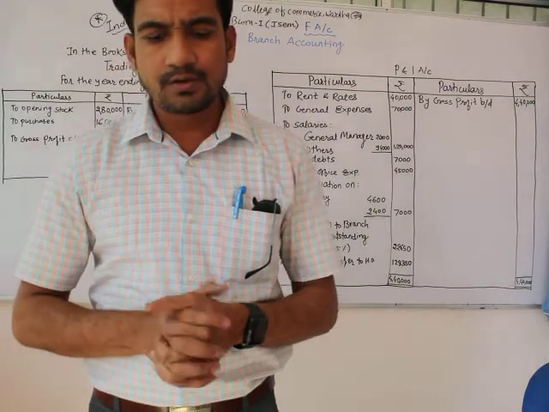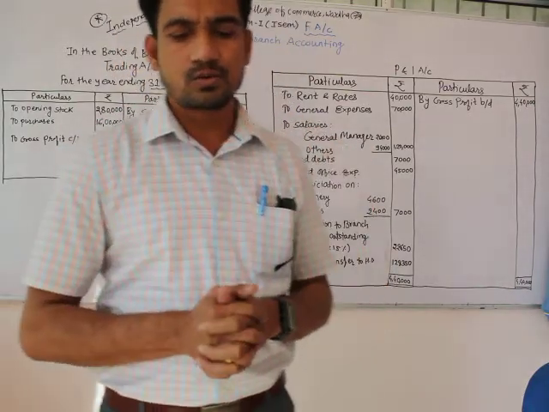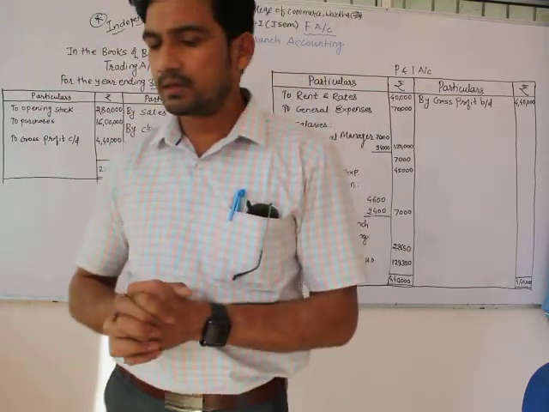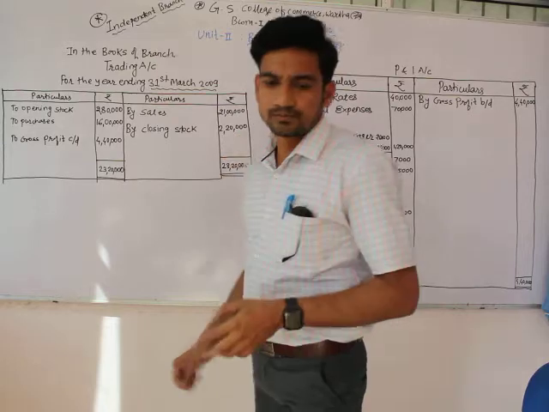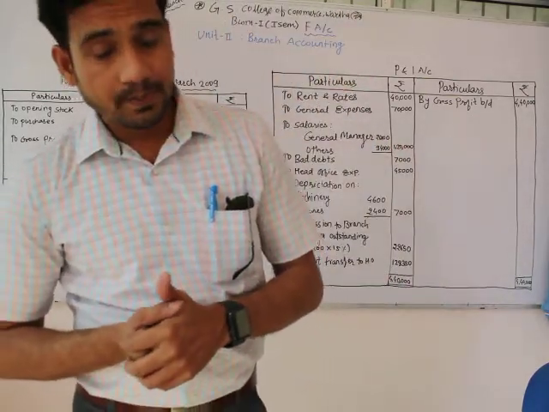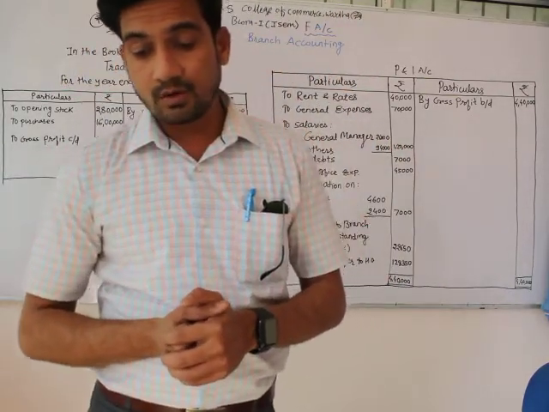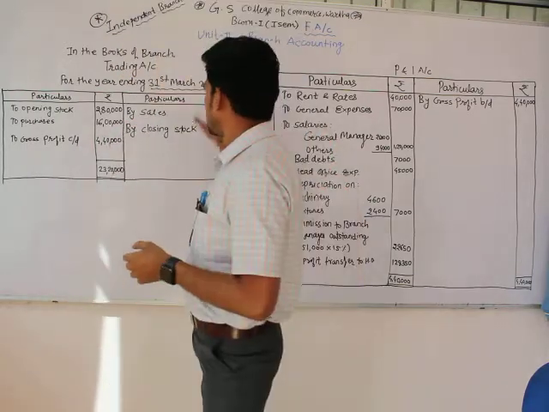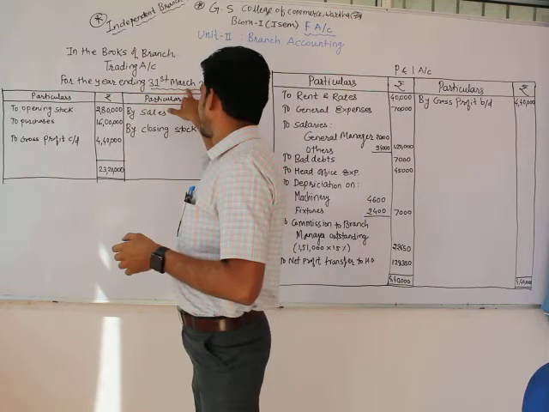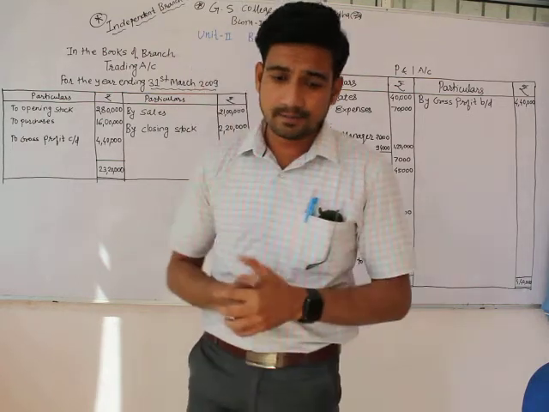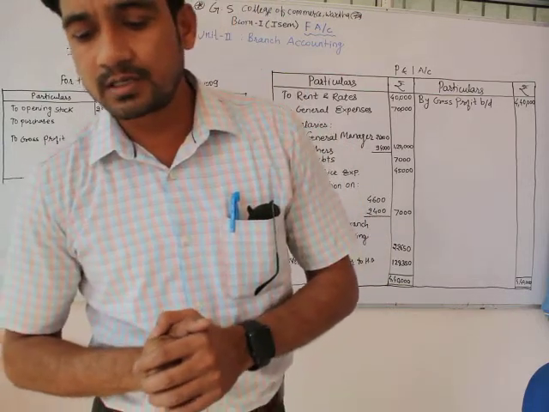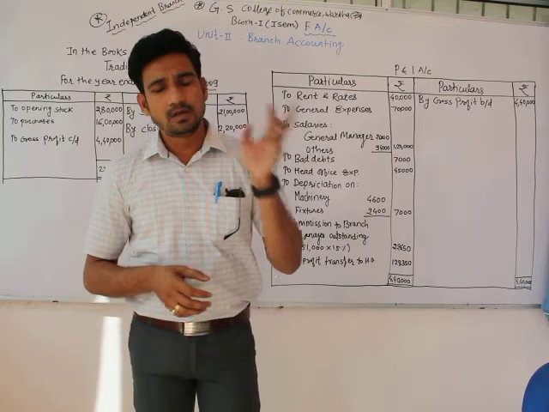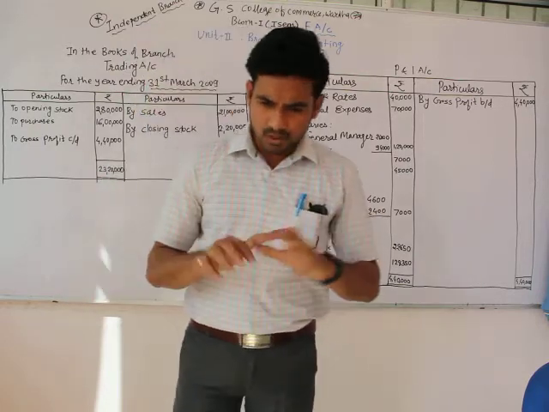The branch stock on 31st March 2009 was rupees 2,20,000. It is actually the closing stock of that particular branch, 2,20,000. What we have to prepare? We have to prepare a branch trading and profit and loss account for the year ended 31st March 2009. This problem is from 1st April 2008 to 31st March 2009. Allowing depreciation on fixed assets at the rate of 10% per annum. We have to allow depreciation at the rate of 10% on fixed assets. So this information is given.